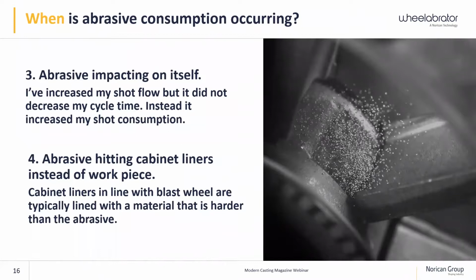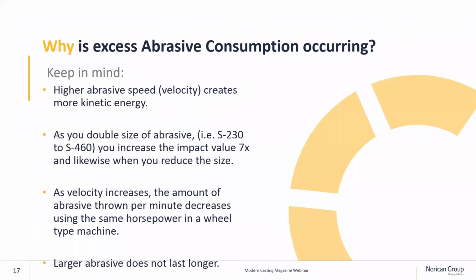Another thing of when the abrasive consumption is occurring is you're just missing the part. My abrasive is hitting the walls, the cabinet liner, or something like that, and they're just not hitting the part. They're not aimed or targeted correctly. So here we go. Why is the excessive abrasive consumption occurring?